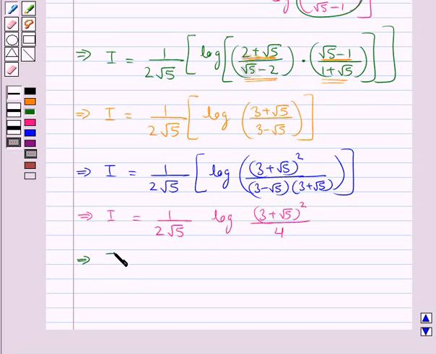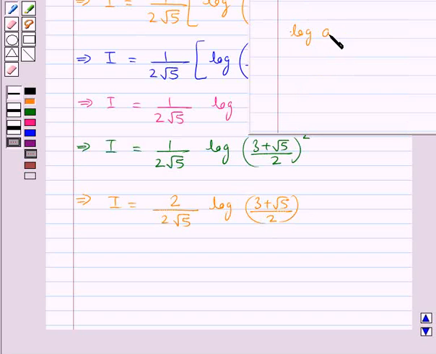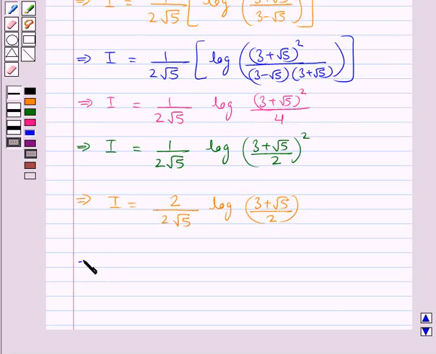This gives us I is equal to 1 upon 2 root 5 into log 3 plus root 5 upon 2 whole square. And from here we get I is equal to 2 upon 2 root 5 log 3 plus root 5 upon 2. Since we know log of a to the power n is equal to n into log a. So from here we get this 2 and this 2 cancels. So I is equal to 1 upon root 5 into log 3 plus root 5 upon 2.